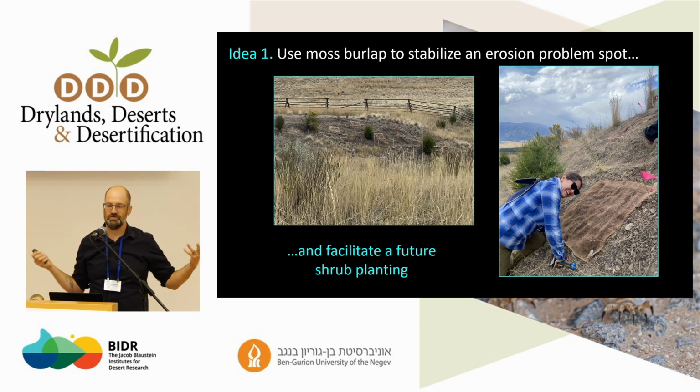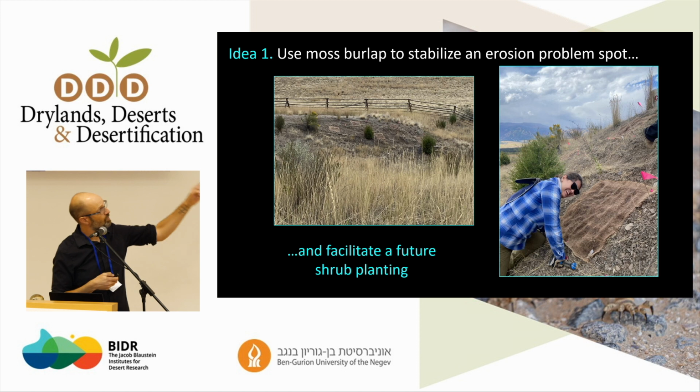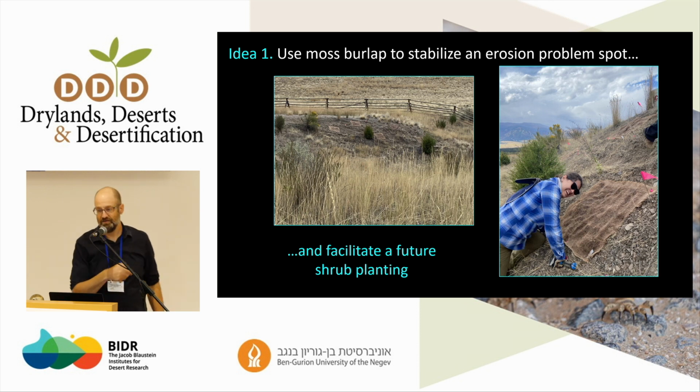And you have to sort of choose your poison. Instead, we want mosses and shrubs. So if we could stabilize that, we may be able to facilitate a future shrub planting because shrub plantings tend to fail in these sites.